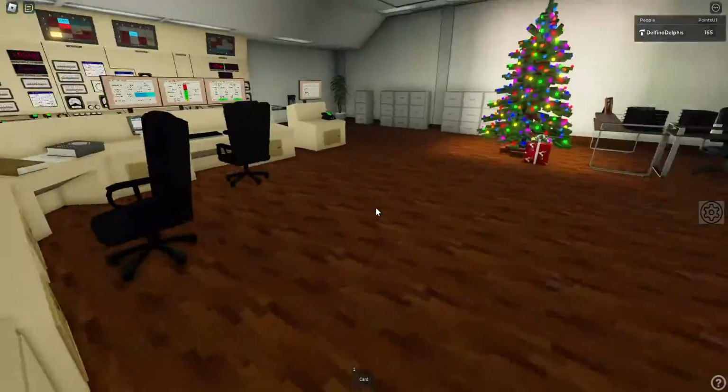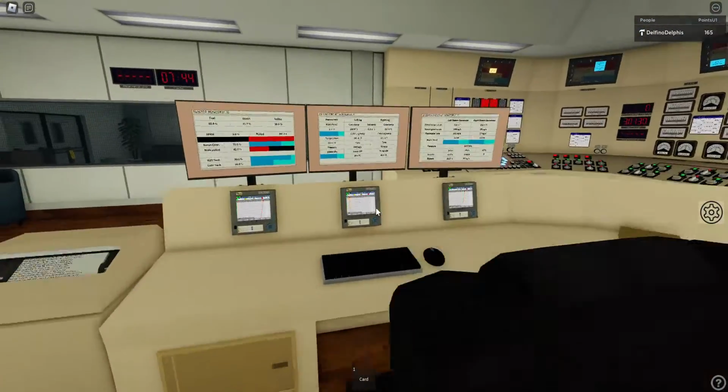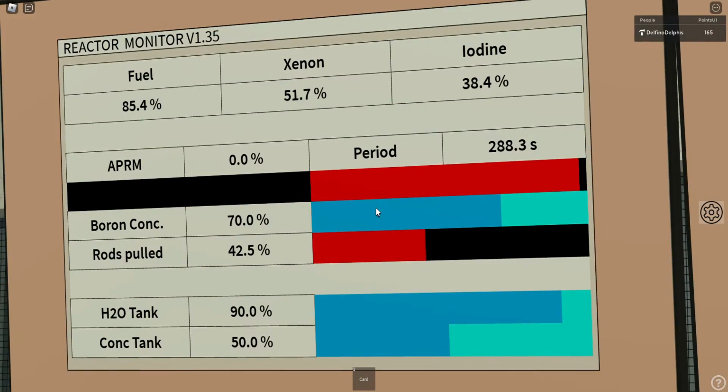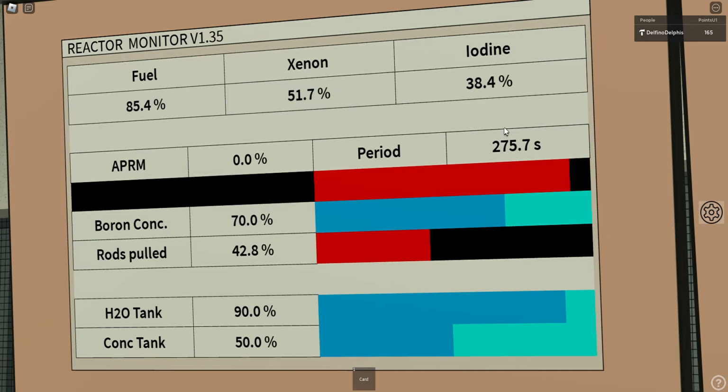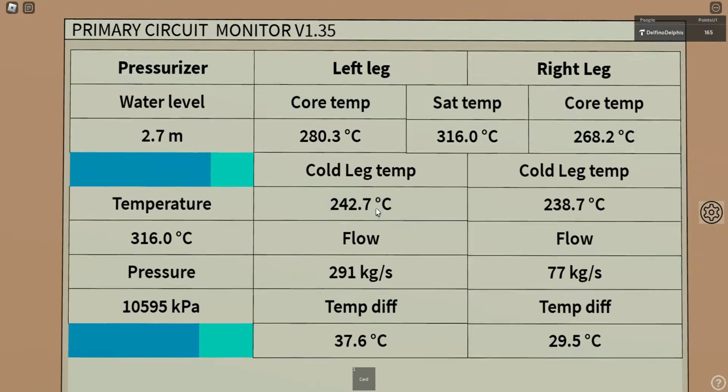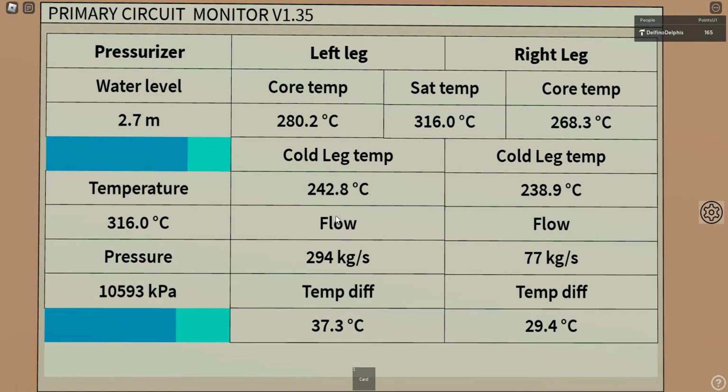Okay, let's have a look at the supervisor panel. So we have some monitors with some basic information. You can see period here, concentration of boron. Okay, boron is another thing which I will describe in a moment. So this is the primary circuit, temperature in the core, on both sides of the core, saturation temperature, and this is the cold leg.